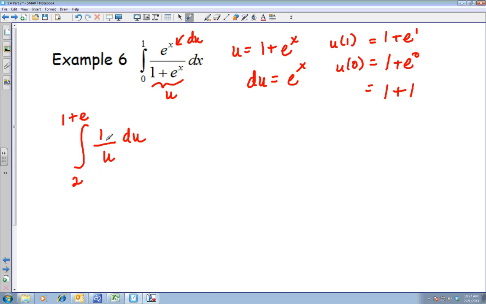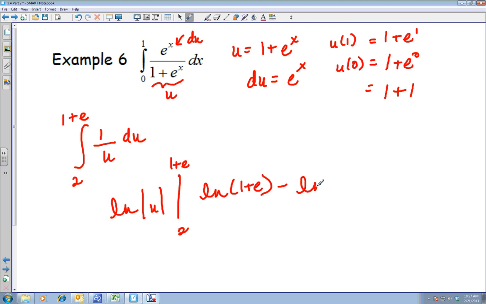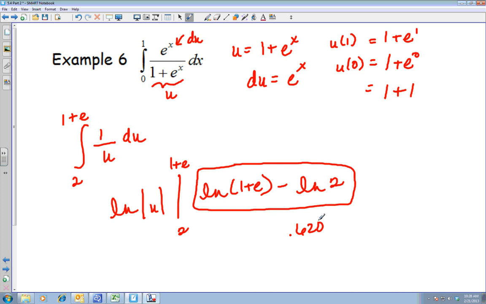So now I have to integrate. When I integrate 1 over u, I get natural log of absolute value of u. And I'm plugging in 2 and 1 plus e. So remember, when I change my upper and lower limits, I don't have to substitute my u back in. So now I have natural log of 1 plus e. I don't have to put my absolute value bars around this because this is automatically positive, minus my natural log of 2. So you can leave it just like that, or if you put that in your calculator, you should get 0.620.